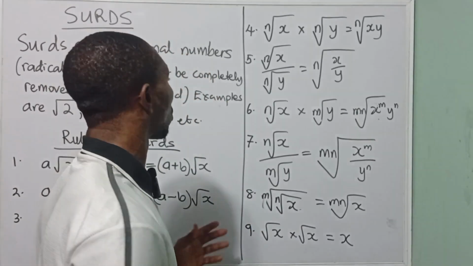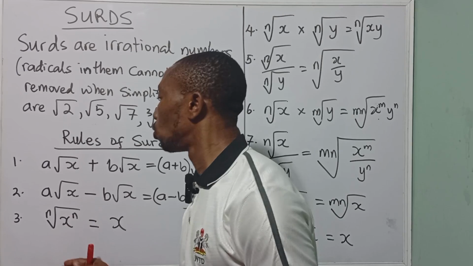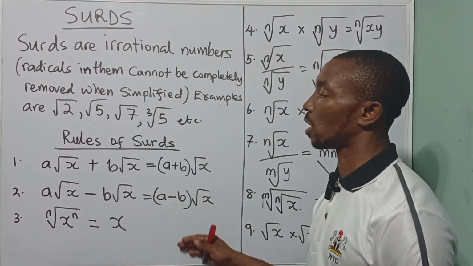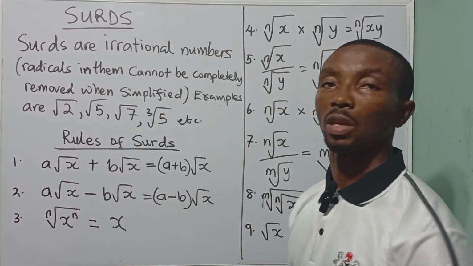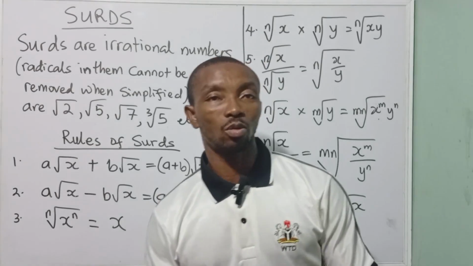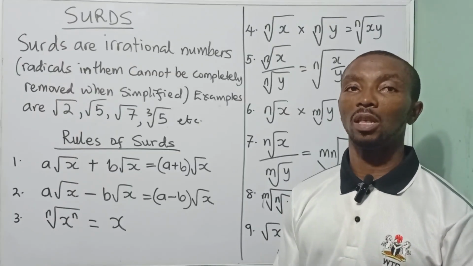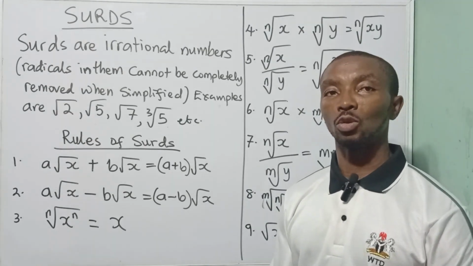Alright, now let's look at examples on each and every one of these rules. We'll take them one at a time. So stick with us as we go through our examples, explaining them more explicitly to you.